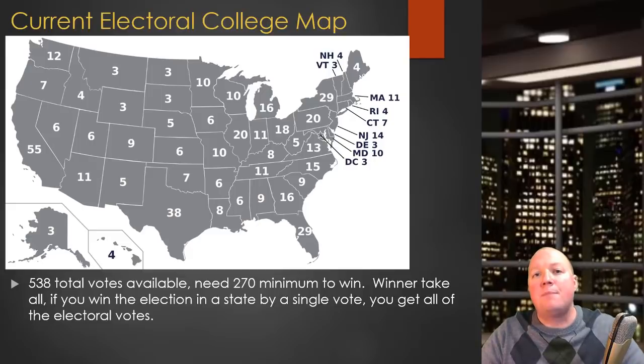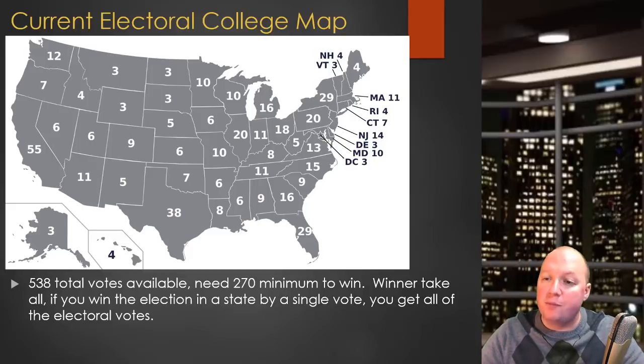Let's take a look at my home state of Pennsylvania. Pennsylvania has 20 electoral votes. So that means 20 minus 2 senators is 18. So we have 18 reps in the House of Representatives, and we have 2 senators in the U.S. Senate, and that equals 20.